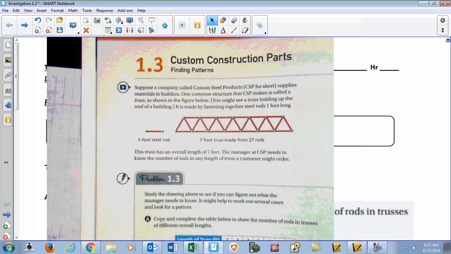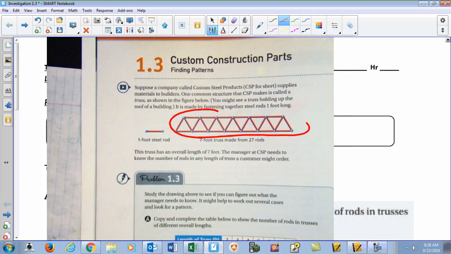So in this part of your book here, it says, suppose a company called Custom Steel Products supplies materials to builders. One common structure that CSP makes is called a truss. Truss is made in bridges, right? As shown in the figure below, right here. You might see a truss holding up the roof of a building. It is made by fastening together steel rods 1 foot long. So this truss is an overall length of 7 feet. Okay, right here. This is a 7-foot truss.